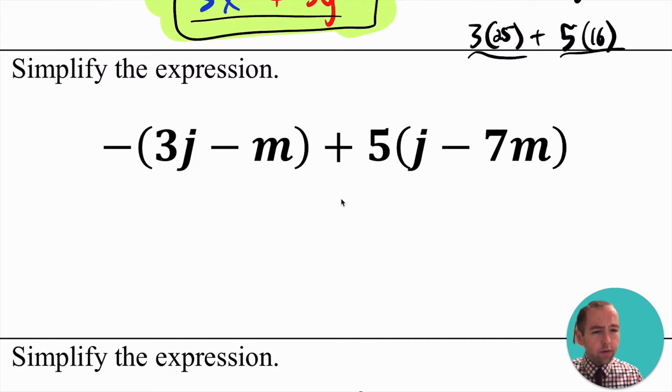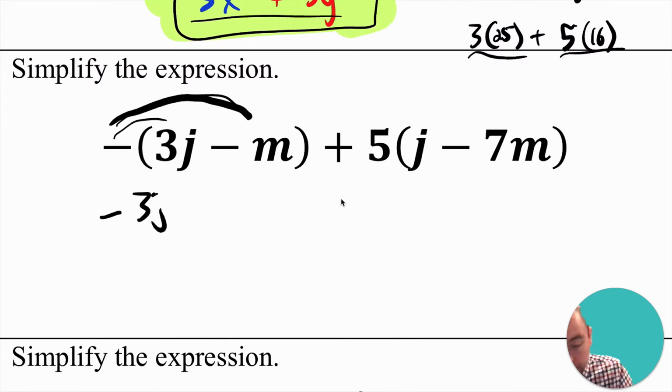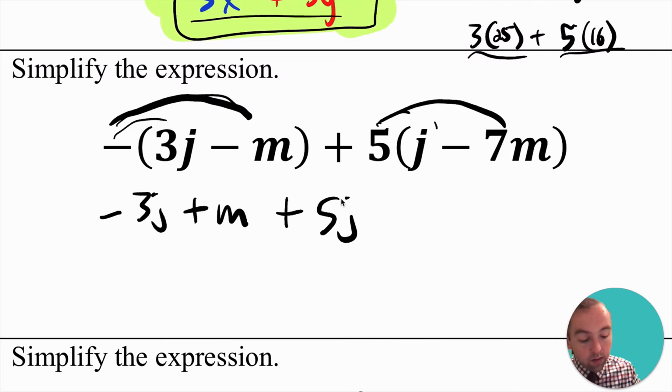And so since we've got things kind of locked in parentheses, we're going to want to unlock that. In other words, there is some distribution that can definitely happen right there. It's just a negative 1 times things. You'd end up getting negative 3j. Be careful right there because it's a negative times a negative, so you end up getting a plus m. And then plus, that 5 is timesing with the parentheses quantity, so that 5 can distribute. So we end up getting plus 5j, and then 5 times a negative 7 is minus 35m.